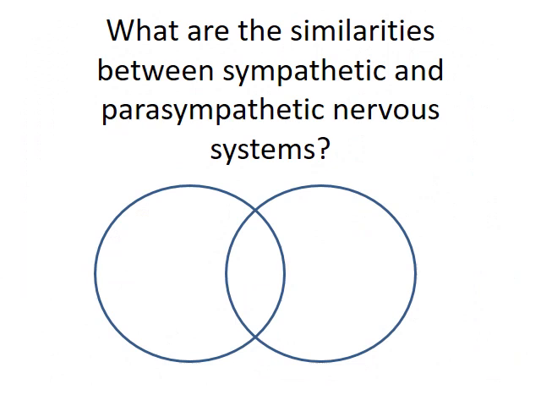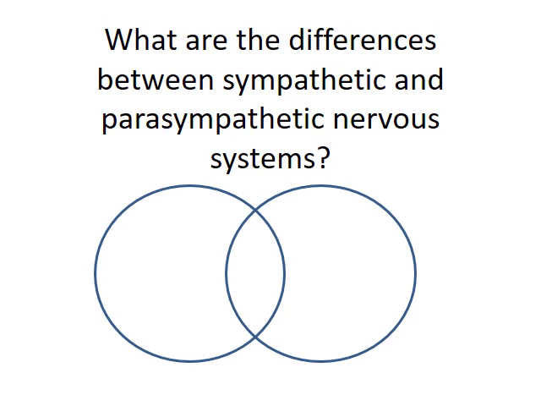So again, Venn diagrams are a good way to study this. What are the similarities for the sympathetic and parasympathetic systems? That's going to go right in here. And what are the differences? So the parasympathetic nervous system will go over here, and the sympathetic will go over here. So be prepared to talk about those next week.